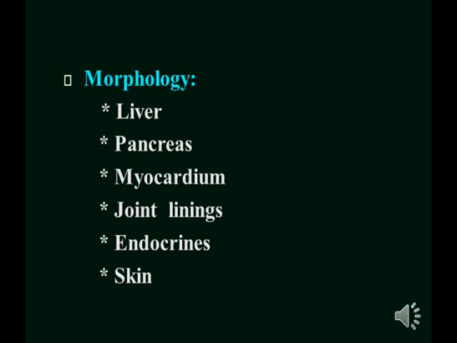Patients with hemochromatosis not only have the liver affected, it also affects other organs, very importantly the pancreas, myocardium, joint linings, lymph nodes, and skin.